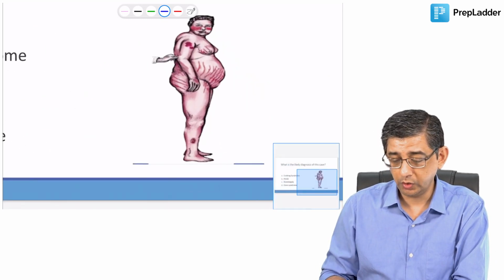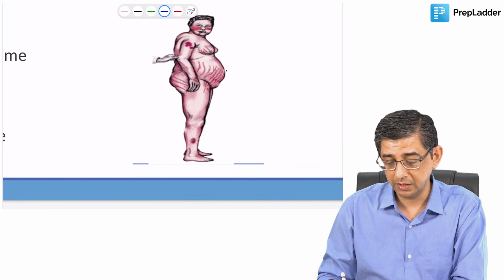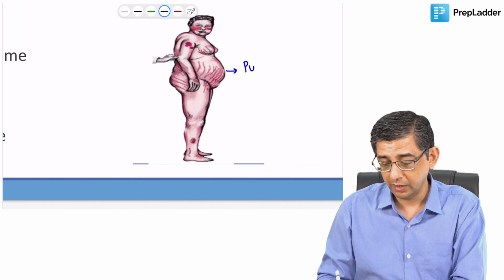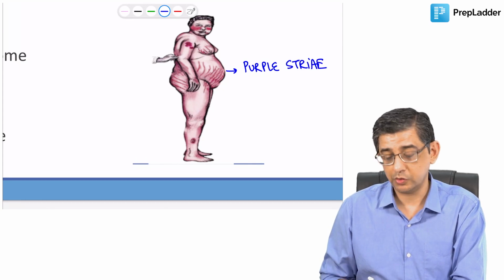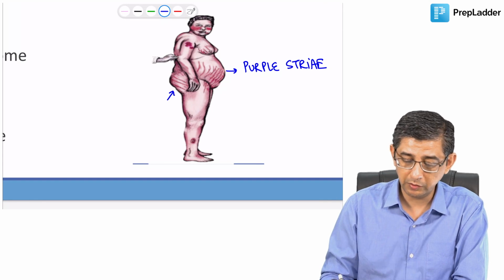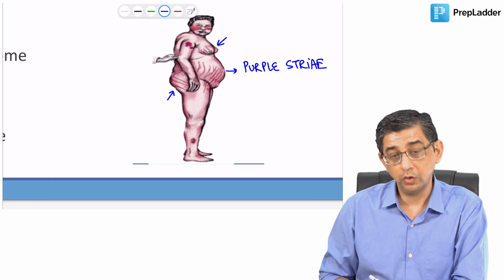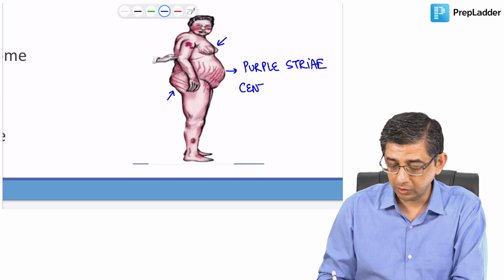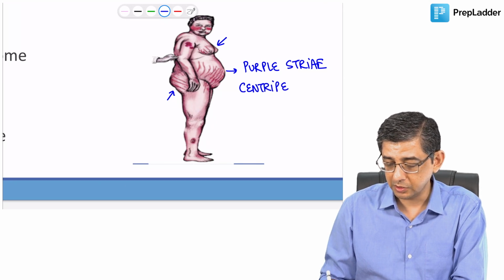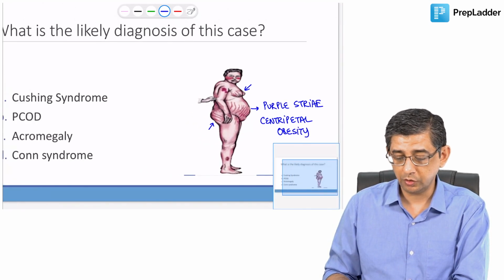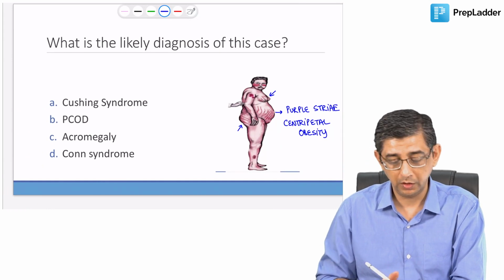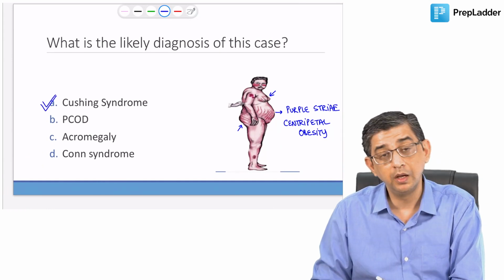The next question was a spot diagnosis. Though this is not the exact image, you can definitely notice the presence of purple striae on the anterior abdominal wall of the patient. The striae are present even on the buttocks, even on the breast of the person. You can also notice the centripetal obesity component. Both of these features, purple colored striae and centripetal obesity, are what you encounter with Cushing syndrome, where you have excess of cortisol in the body. The answer to this question is option A.